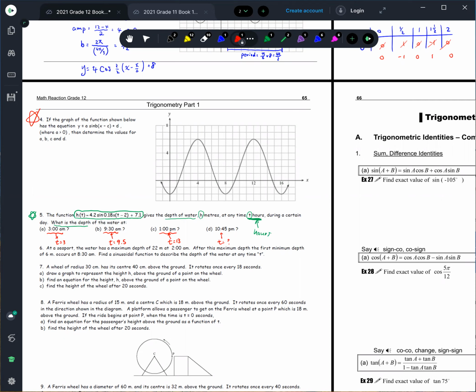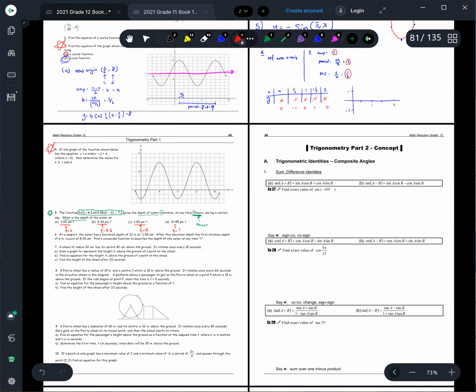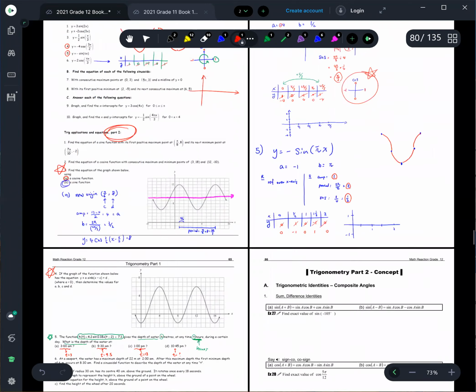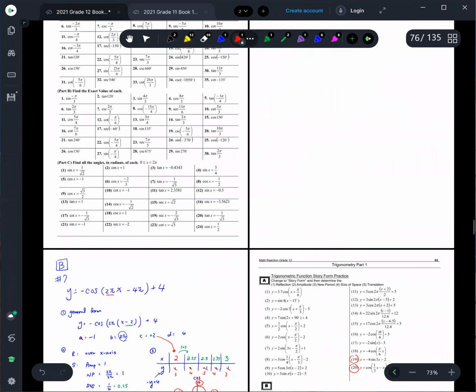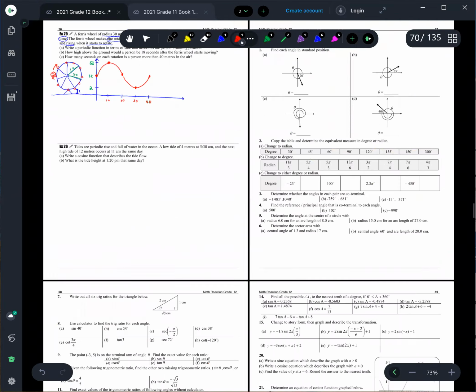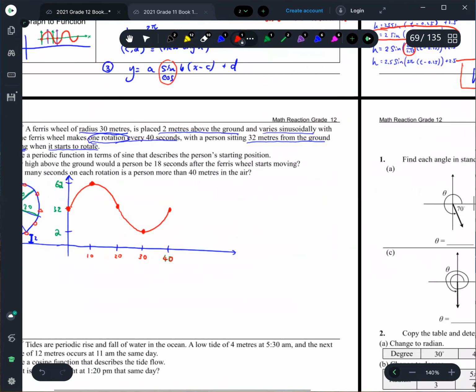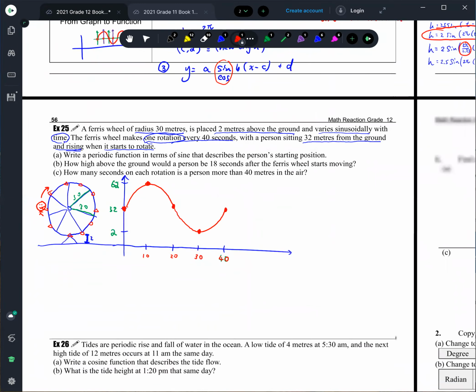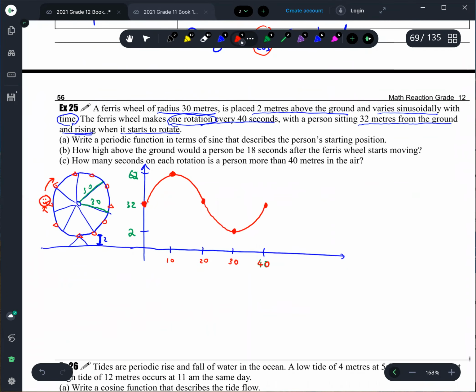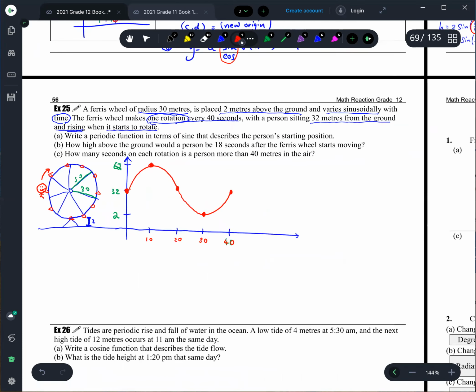Jason, could you explain how you draw the graphs? Which one? I get the numbers and stuff, but I don't get how you can connect the dots like that. The Ferris wheel, this one? Just in general. Oh, in general, okay. You know where to start and which way the graph goes.